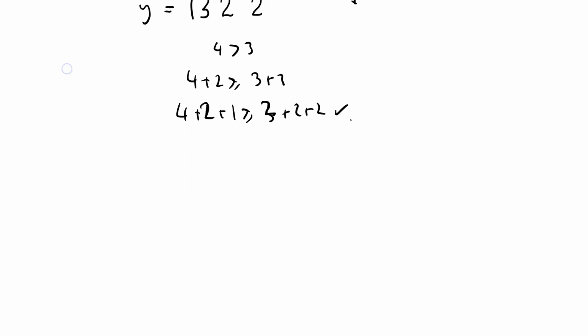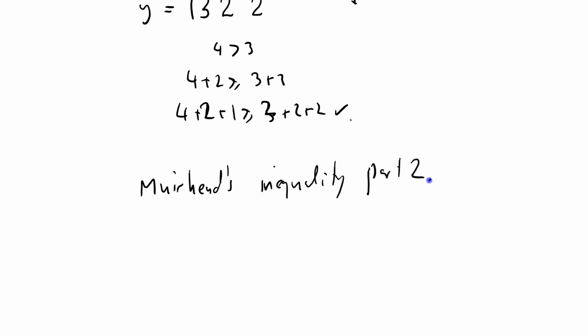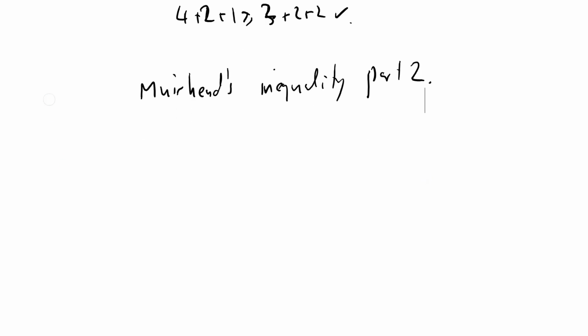Right, this is Muirhead's inequality part 2. We need a new notation here. In fact, we need several new notations. It's quite hard, there's quite a lot going on here. I'm going to define this.